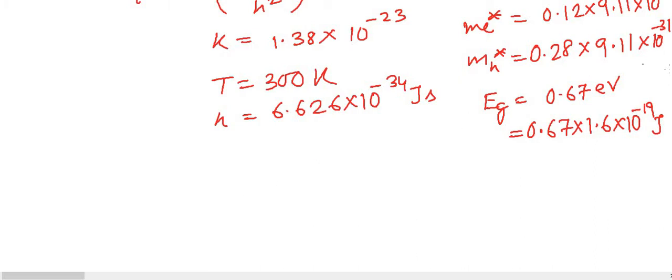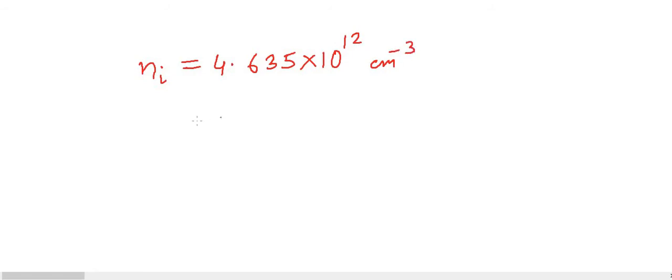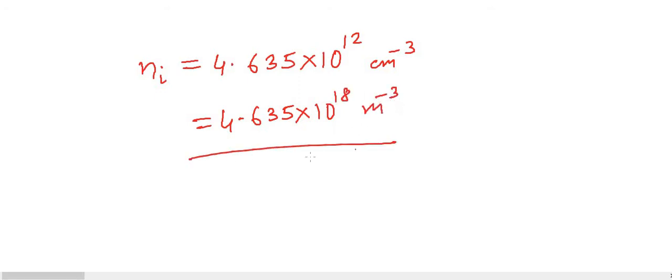Our answer will be 4.635 into 10 to the power 12 centimeter to the power minus 3, or 4.635 into 10 to the power 18 meter cube. Check the result and comment to me.